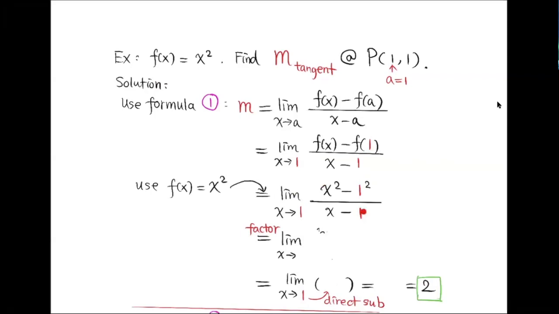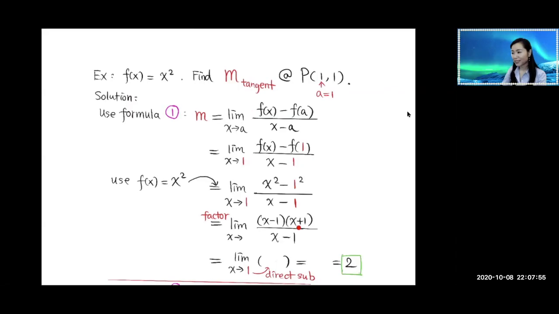lim x minus 1. Now to find this limit, we will factor the numerator using the difference of two squares formula. Notice that if we substitute 1 into the x, you get 0 over 0, which is indeterminate. So we would like to factor the numerator, x squared minus 1, using the difference of two squares formula, so that we get x minus 1 times x plus 1.